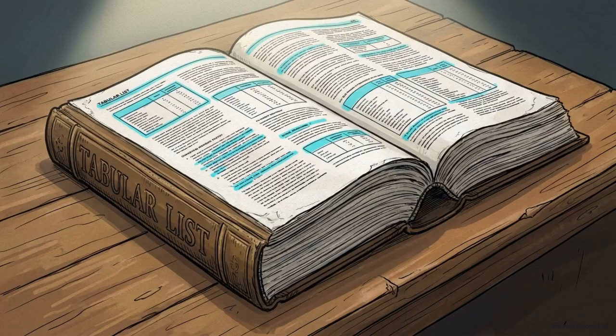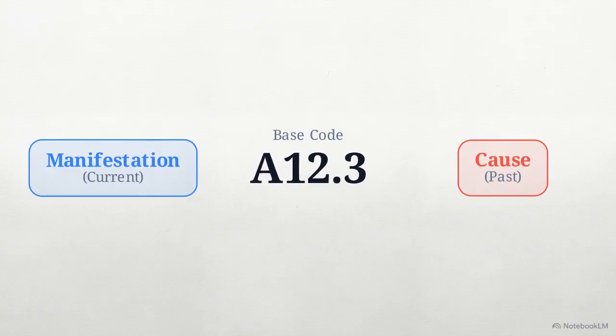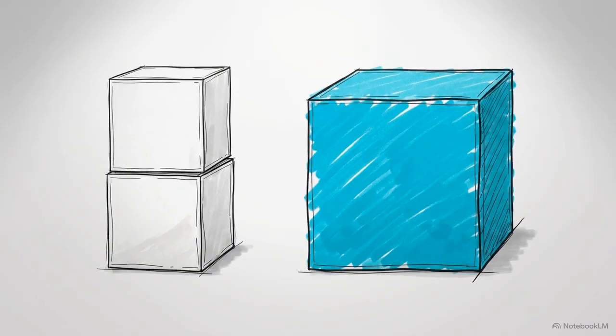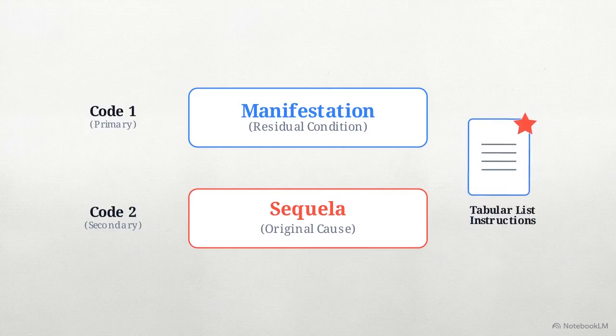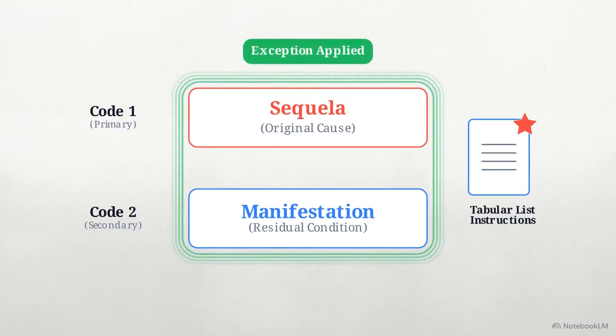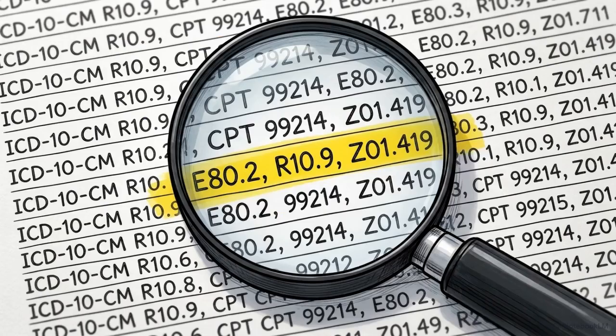While the two-code rule is the standard, there are specific exceptions found in the tabular list. Some entries use expanded combination codes. In these cases, a single code absorbs both the manifestation and the cause. Because these combination codes are more specific, the standard two-code requirement becomes unnecessary. In other instances, the tabular list may provide specific instructions that change the sequencing order entirely, requiring the manifestation to follow the sequela code. As a coder, you must remember that specific tabular list instructions always take precedence over general guidelines. Use the standard sequencing as your default, but always verify your code in the tabular list.